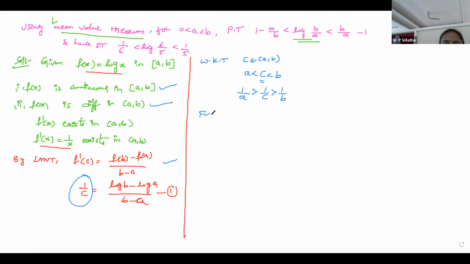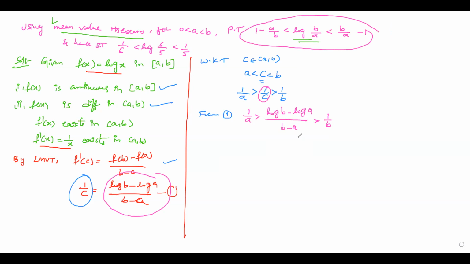Now from equation 1, substitute the 1 by c value. So what is 1 by c? That is log b minus log a divided by b minus a, which is greater than 1 by b. So 1 by a is greater than log b minus log a divided by b minus a. Then what we have to do? Multiply by b minus a.